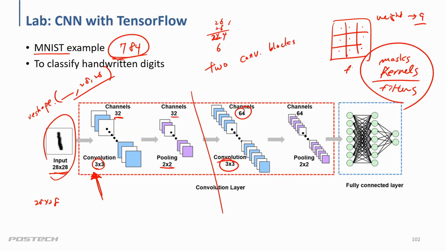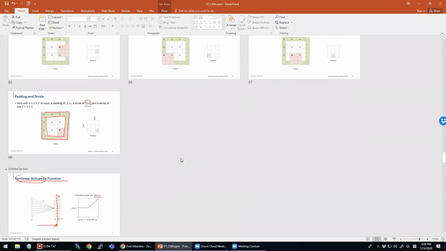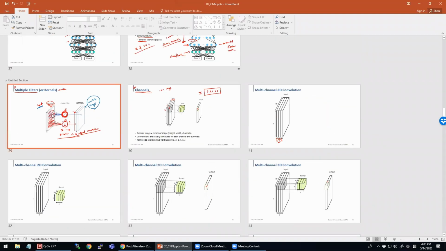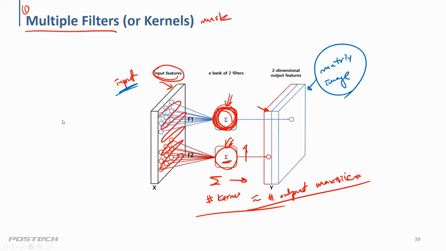In order to answer that question, let me go back to this one. You can think of this one as a 28 by 28 MNIST image, and the output here is 2 channels, so we need 2 kernels. But in that example, it was 32 channels. Then how many kernels do we need? 32, right?